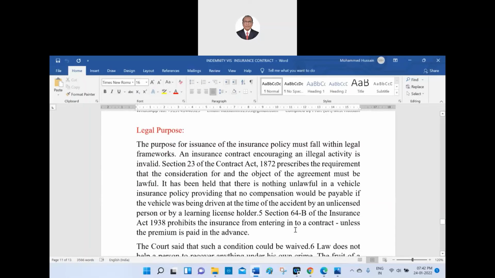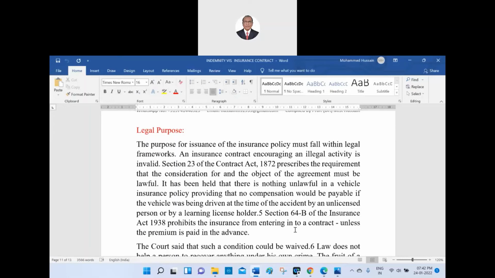So what is the legal purpose? The purpose of the issuance of the insurance policy must fall within the legal framework. An insurance contract encouraging illegal activity is invalid. No illegal activity will be there. A watchdog would be there: IRDA will take care of it. In addition to that, the ombudsman is also there to take care of it.